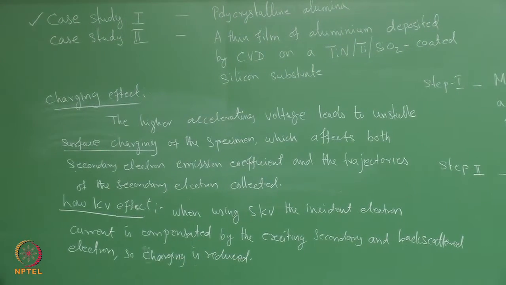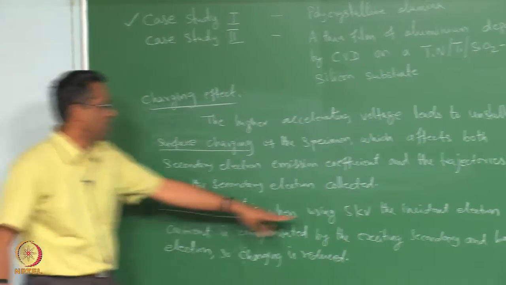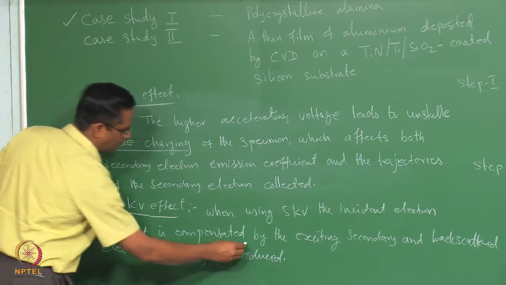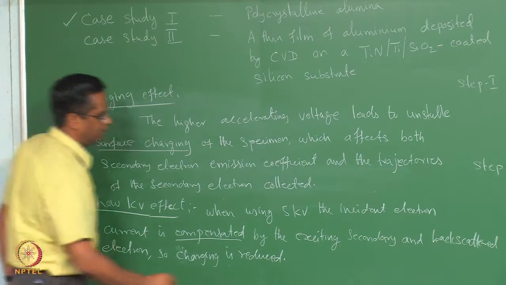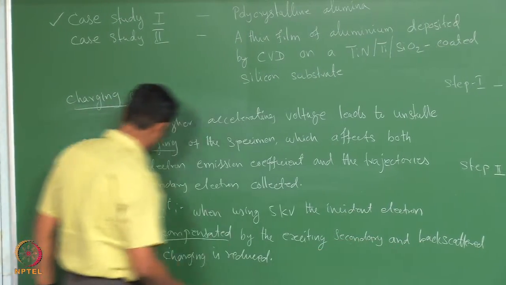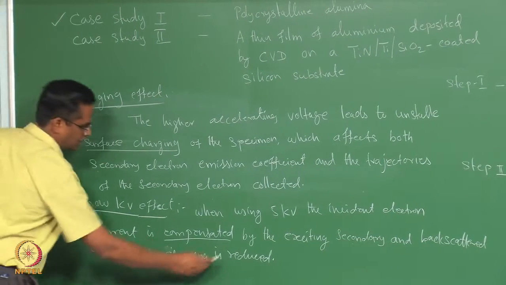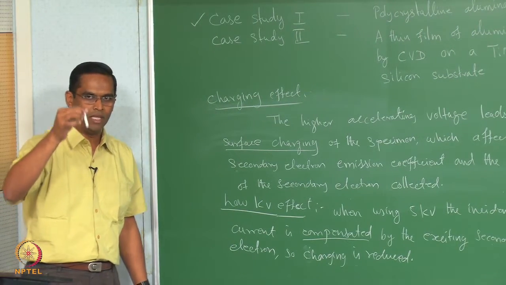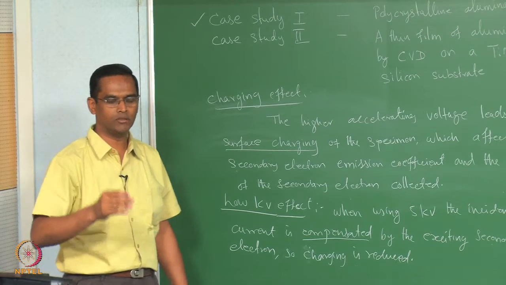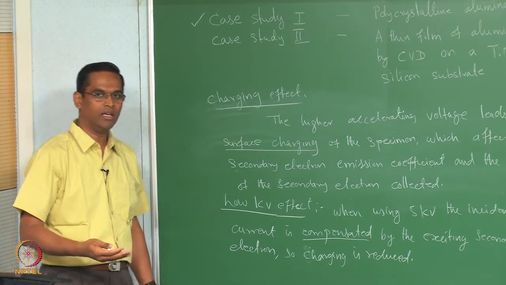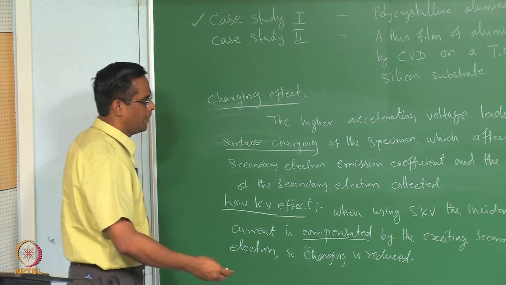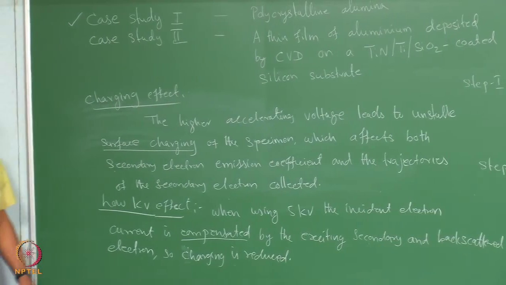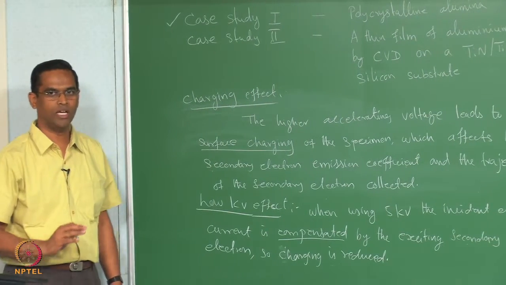So, when you use a lower kV, in this particular case 5 kV, the incident current is compensated by exciting the secondary and backscattered electrons. So, charging is reduced. You have to remember that whatever incident current is falling on the surface has to be nicely compensated by the emission of secondary and backscattered electrons. So, net charging is reduced. So, that is the point.